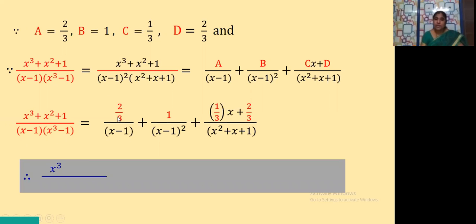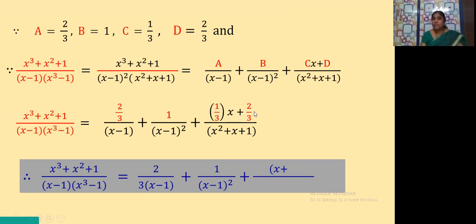This 2 by 3 constant is the denominator down. So x cube plus x square plus 1 by x minus 1 into x cube minus 1 is equal to 2 by 3 into x minus 1 plus 1 by x minus 1 whole square plus, here if you observe, 1 by 3 into x plus 2 by 3. So the 1 by 3 term is common here. Yes or not? This 1 by 3 I can write outside. That is 1 by 3 comes down.